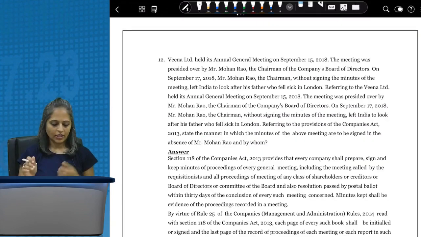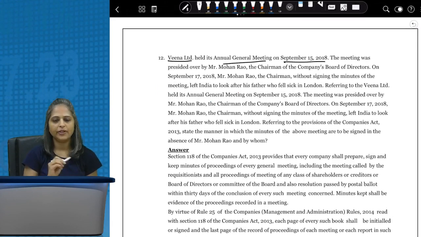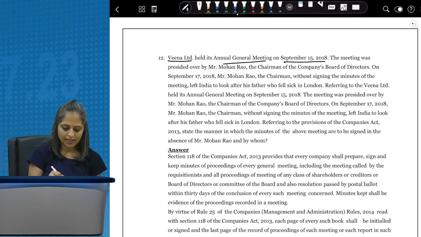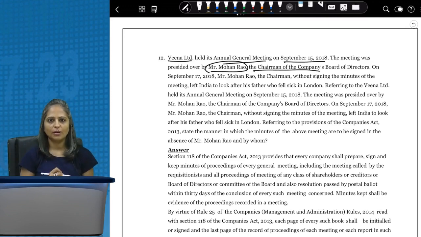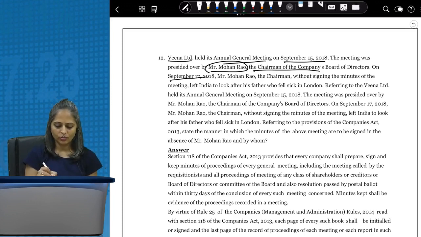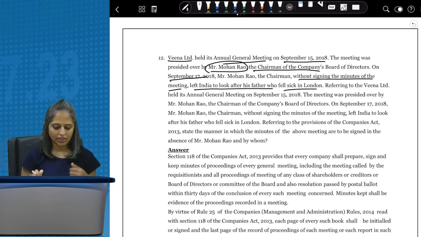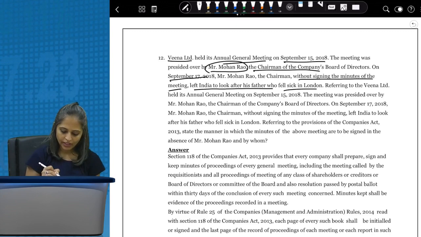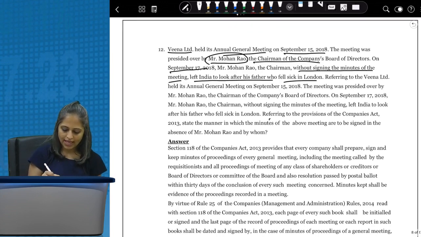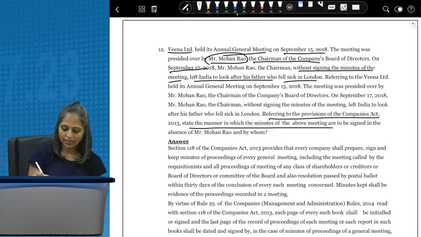Coming to question number 12. Veena Limited held its annual general meeting on September 15, 2018. The meeting was presided over by Mr. Mohan Rao, the chairman of the company's board of directors. On September 17, Mr. Mohan Rao, the chairman, without signing the minutes of the meeting, left India to look after his father, who fell sick in London. Referring to the provisions of the Companies Act, state the manner in which the minutes of the above meeting are to be signed in absence of Mr. Mohan Rao, and by whom.